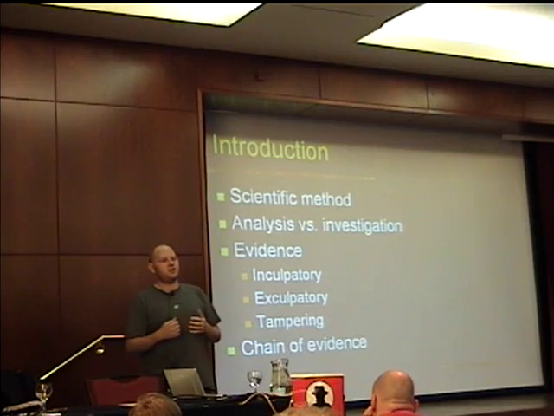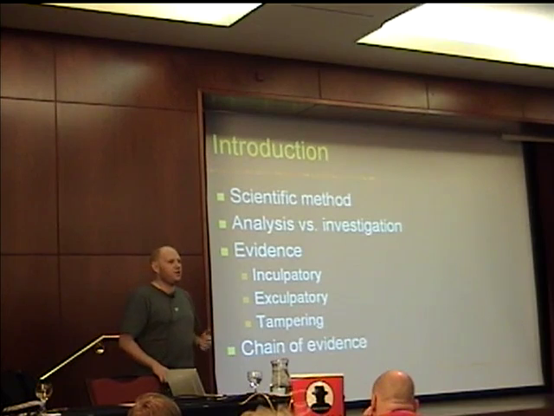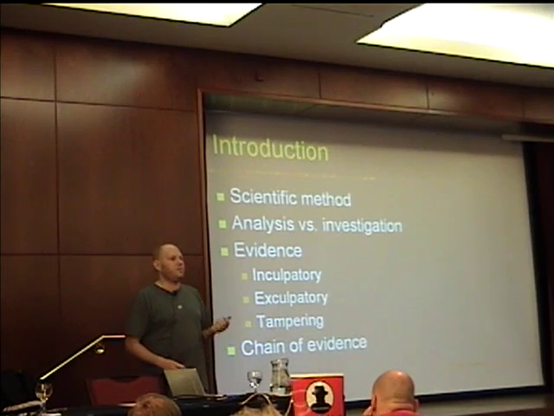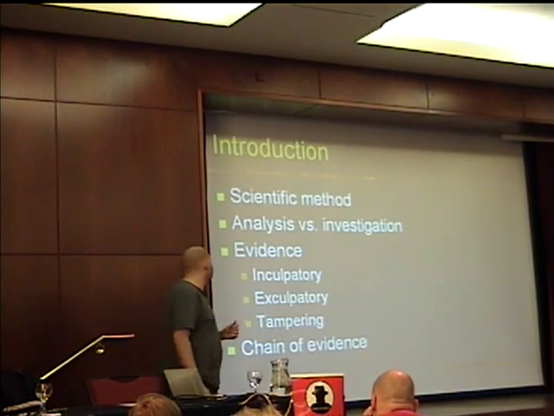So if we find exculpatory evidence, we say, all right, there's evidence that this guy did not commit this crime. Inculpatory would be he did commit the crime, and tampering is he's been fiddling around with his box. Tampering doesn't really mean anything, but it can invalidate your results.